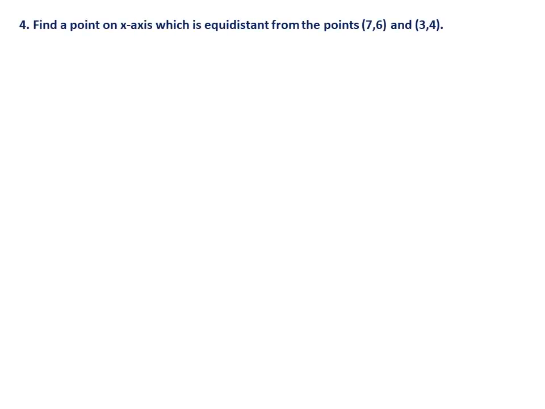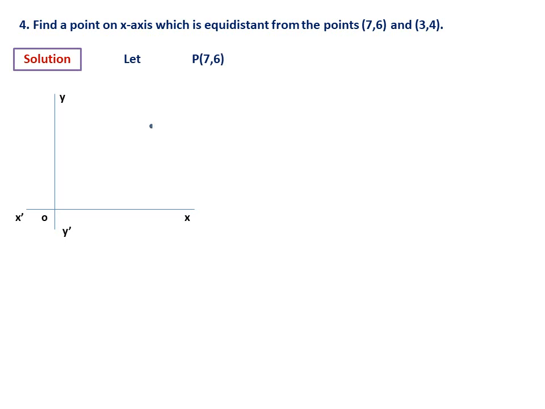Next, find the point on x-axis which is equidistant from the points (7, 6) and (3, 4). In such problems, the best thing is to draw the diagram. Let P equal (7, 6), the first point, and Q equal (3, 4), the second point. Now what is given is, find a point on x-axis which is equidistant from these two.